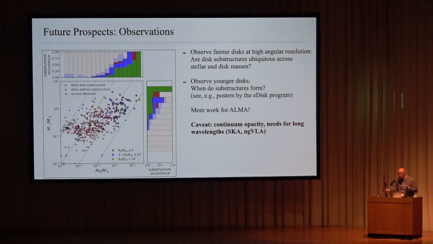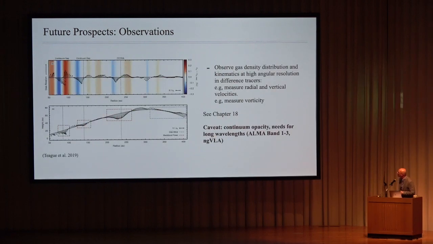And again, the eDisk program is showing beautiful observations. So there is much more work to be done with ALMA. The caveat here is that, particularly when you go to these young objects, the optical depth may become a major challenge because these class 0 objects might be optically thick at millimeter wavelength. These massive class 2 disks are already partially optically thick. So we need to go to longer wavelengths to beat down the continuum opacity. So SKA and ngVLA will play a major role in the next probably 20 years.